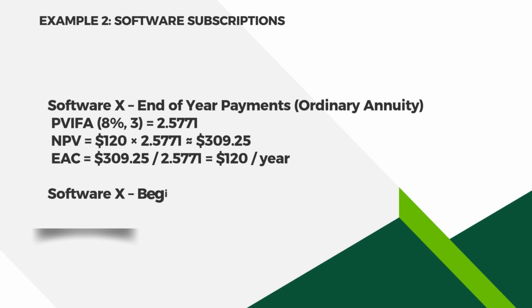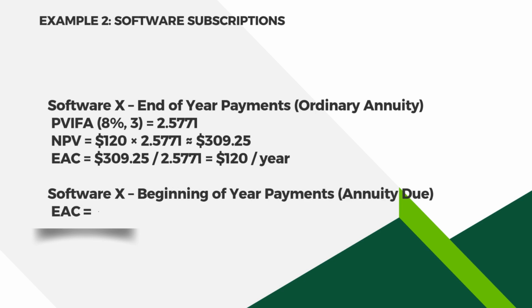NPV equals 120 times 2.5771 equals $309.25. EAC equals $309.25 divided by 2.5771 equals $120 per year.